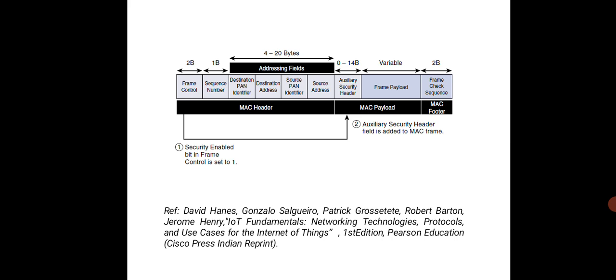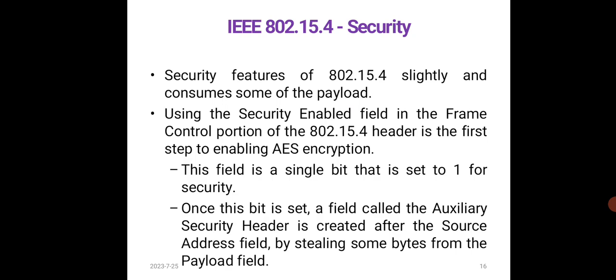This is actually related to the security. You can see the MAC header, MAC payload, MAC footer, everything over here. In the first one, which is indicated with a 1, the security enabled bit in the frame control is set to 1. Whereas in the second one, the auxiliary security header field is added to the MAC frame. Coming again to the security features, it consumes some of the payload.